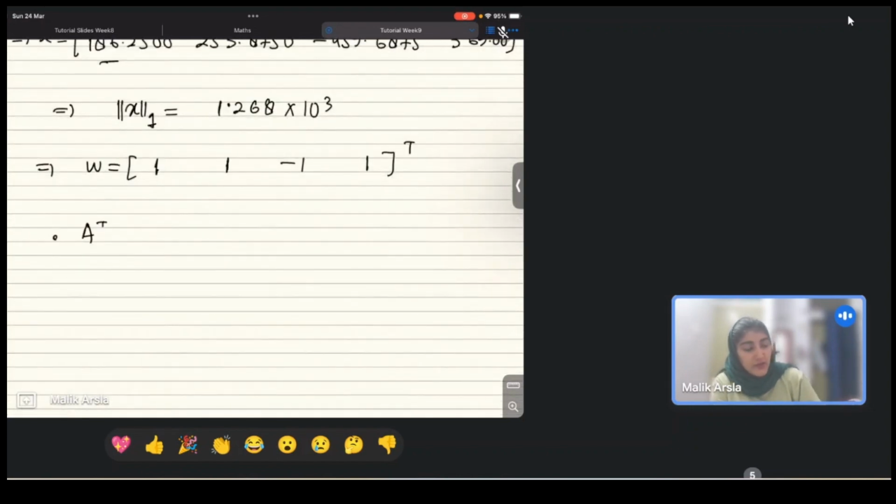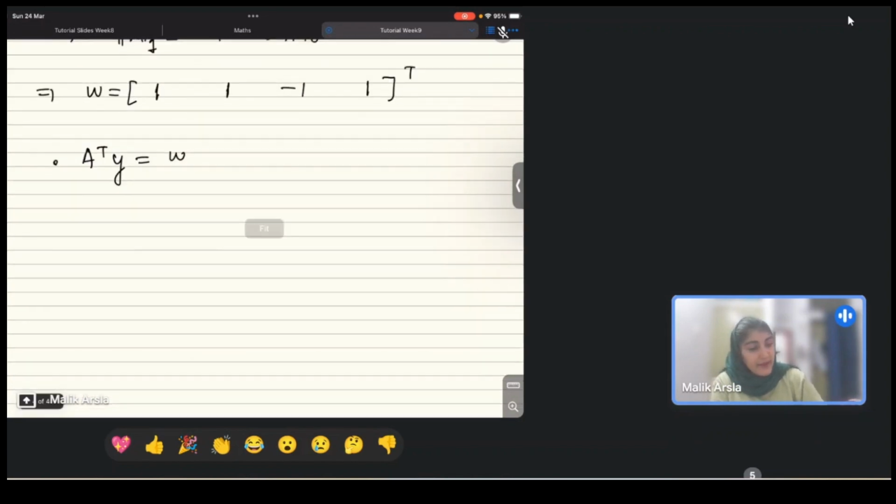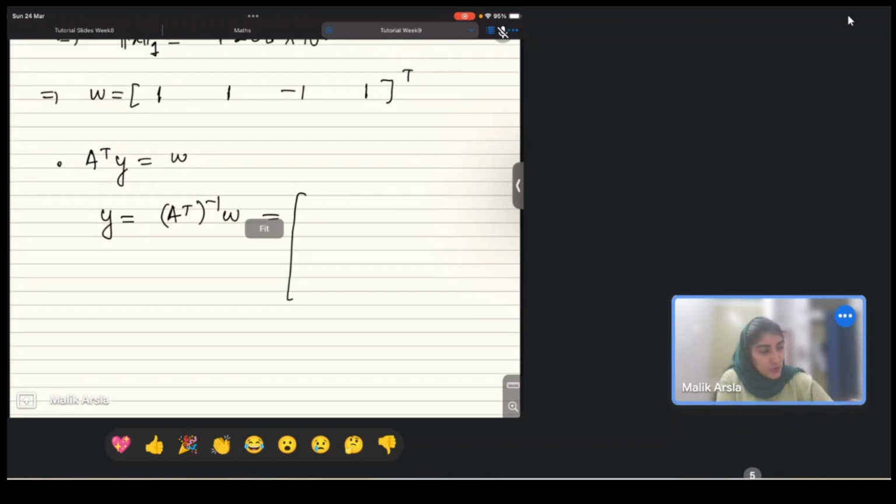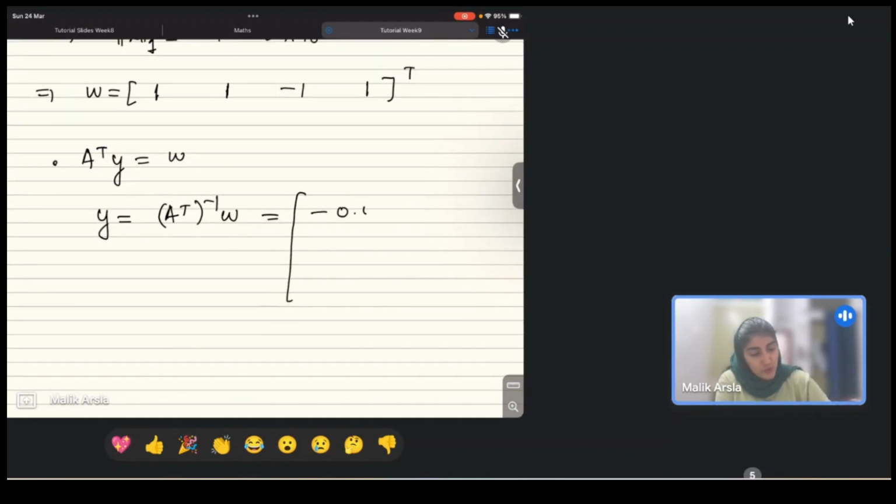Again we will do what? A transpose y is equal to w. And here we will find the value of y, which is A transpose inverse into w. And when you calculate, it is coming out to be minus 0.4023, minus 0.7186, 1.2688, and minus 1.0695.